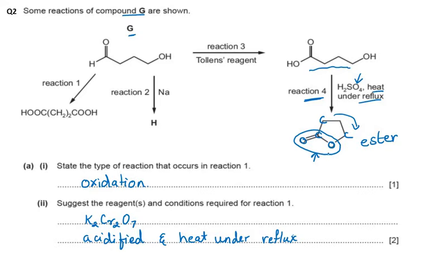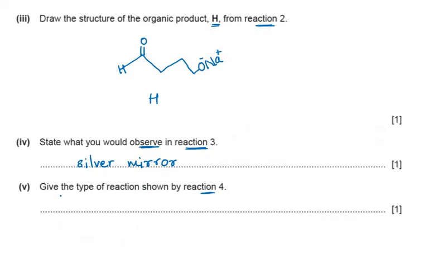Now how is this ester formed? Ester is generally formed by the reaction of a carboxylic acid and an alcohol. Now here we have a carboxylic acid and an alcohol. That shows that these 2 parts of the same compound have reacted together to form an ester in a cyclic form. So let's read the question again. It says give the type of reaction shown by reaction 4. So as we have concluded, it's an esterification reaction. So the type of reaction is esterification.